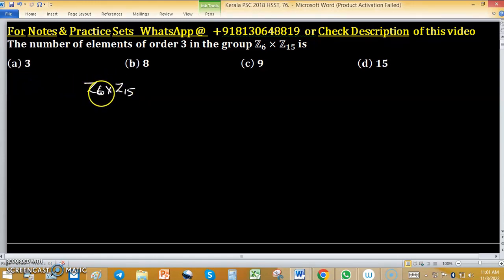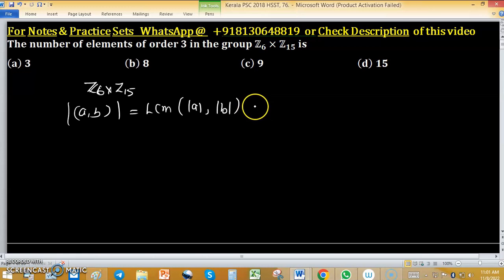The number of elements of order 3 in the group Z6 cross Z15 means we have to find the number of elements of order 3 in the direct product of these two groups Z6 and Z15. So in a direct product, suppose (A, B) is an element belonging to this group, then the order of this element is equal to the LCM of the individual orders, meaning the order of A and the order of B. So we need to find elements of order 3.